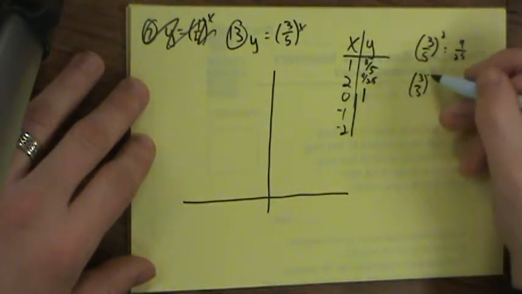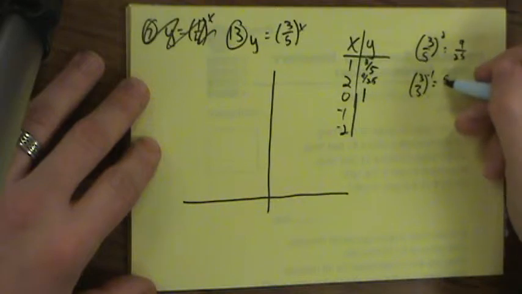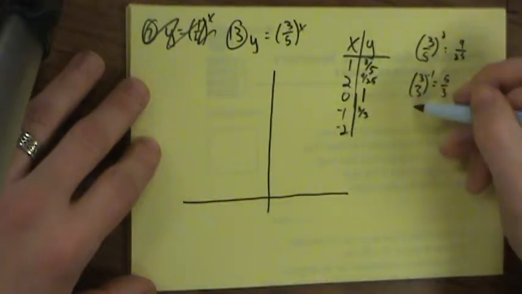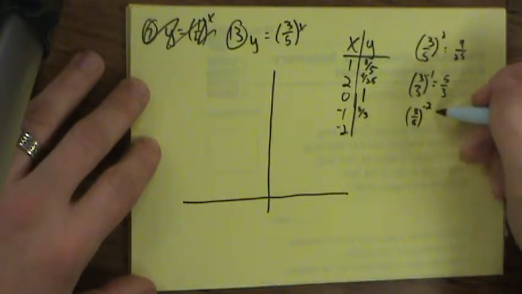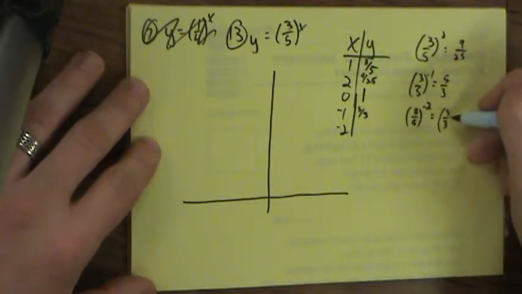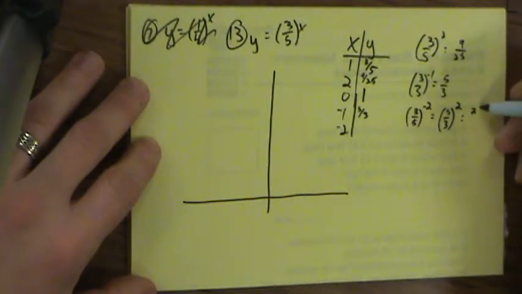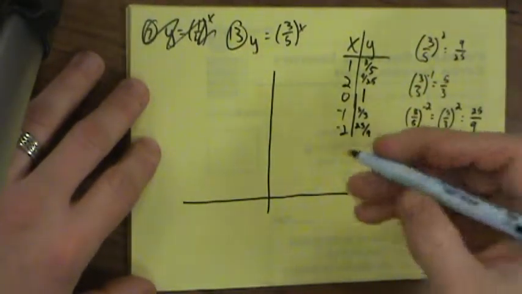3/5 to the negative 1. Hopefully you notice that we've done this fraction to the negative 1 a few times. All that winds up happening is that the fraction gets flipped over. It's 5/3. How about this one? Negative 2. 3/5 to the negative 2. Well, the negative part of it is just going to have the flipping effect. That's going to be 5/3 squared. And so that's going to be 25 over 9. That's just the reciprocal of that guy. That's no coincidence. 25 over 9. So 0, 1.